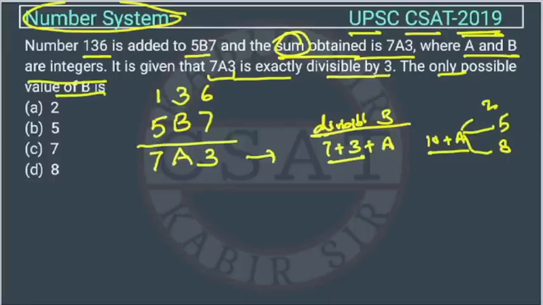So in divisibility, the value of a cannot be 1 because then it won't be divisible. It cannot be 3, then it will become 13. It cannot be 4. 14 is not divisible, 15 is, 16 is not divisible, 18 is, right. So the possible values of a are 2, 5 and 8, right.